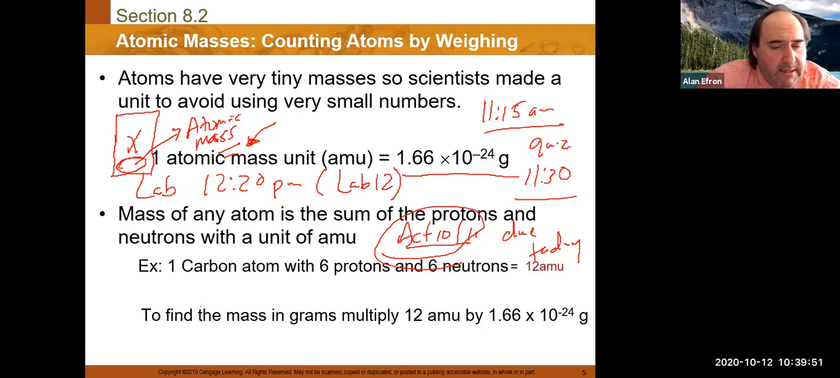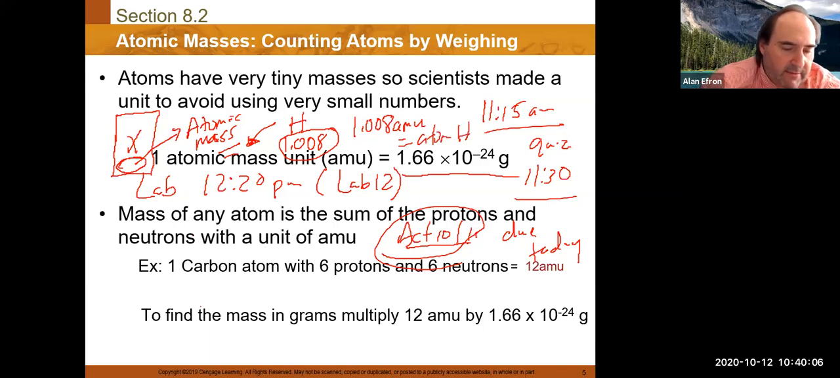And we can't pull that number off. For example, if you look under hydrogen, it says 1.008. That means that there's 1.008 AMU in an atom of hydrogen. And you can get that relationship for any element that you see on the periodic table.